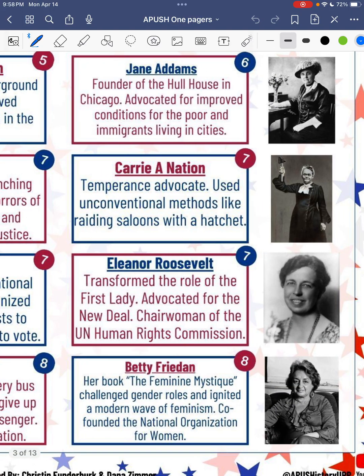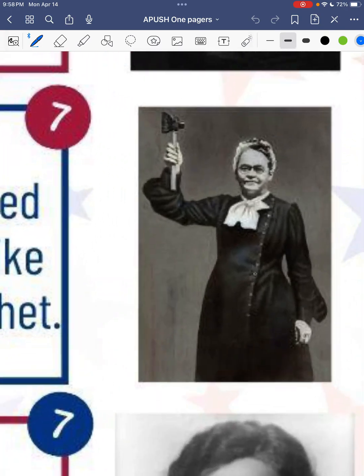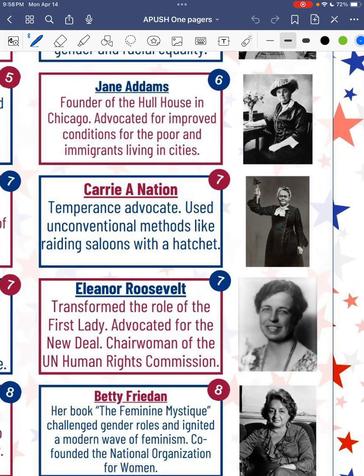Moving on, time period 7 as well, Carrie A. Nation. There is a push for prohibition, anti-alcohol, the temperance movement. She's a radical member of the temperance movement, often known for taking her hatchet. There she is with her hatchet. This is like turn of the century, 1890s, early 1900s. She dies in 1911, maybe, somewhere around there.